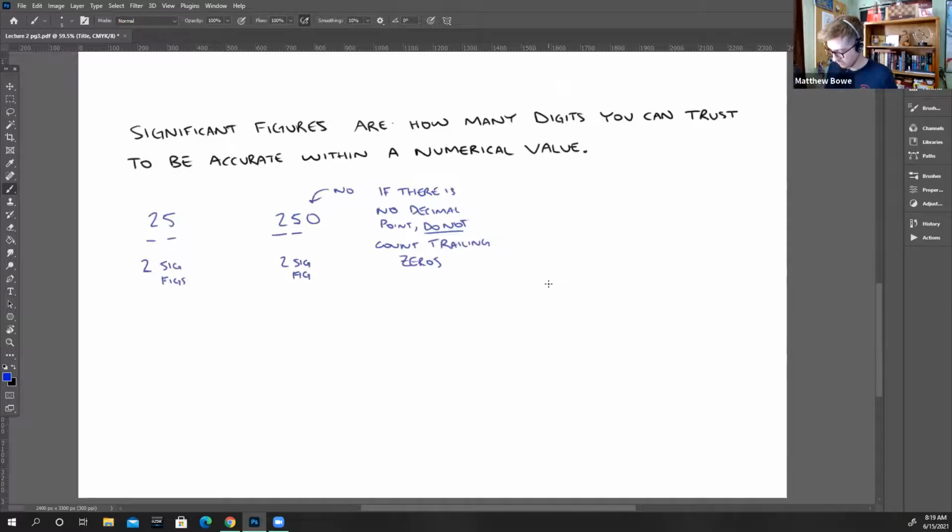By that logic, I'll do this next example that has this. If I do 250.0, okay, let's go right next to it. If there is a decimal point, you will count all trailing zeros.